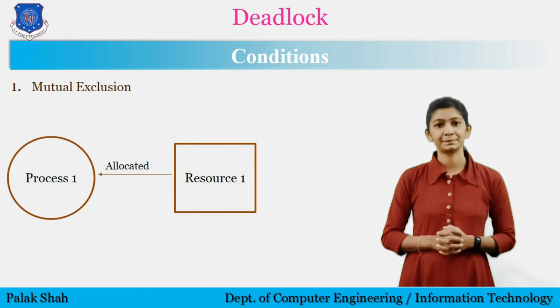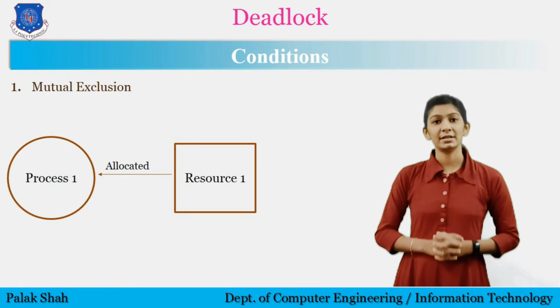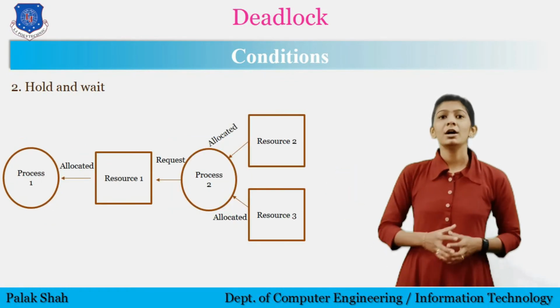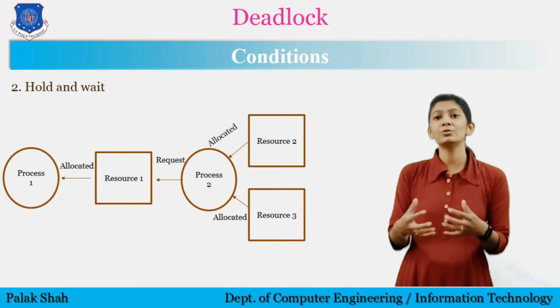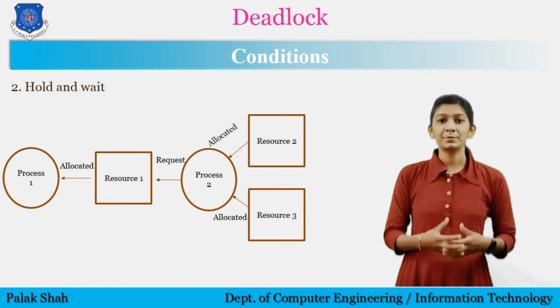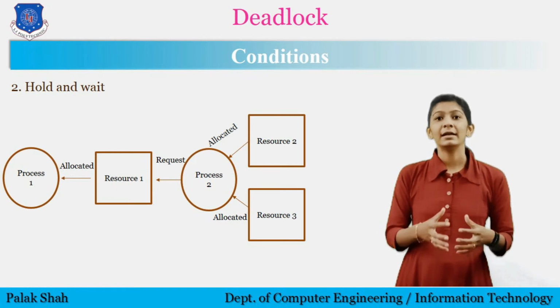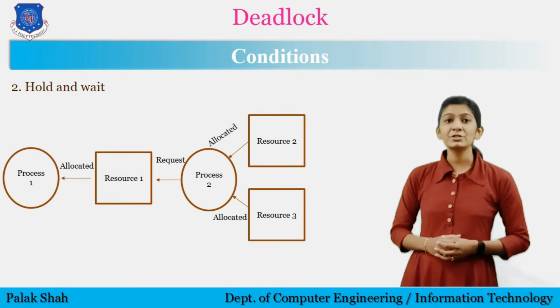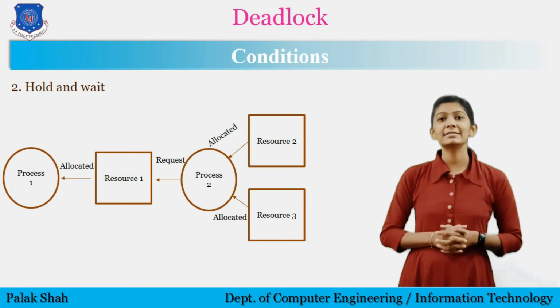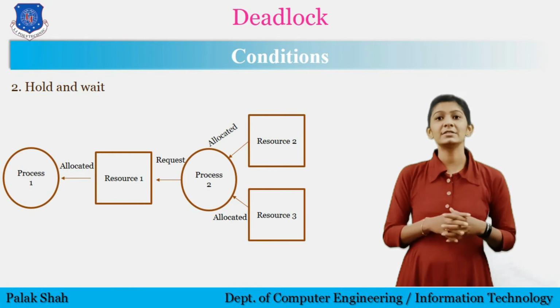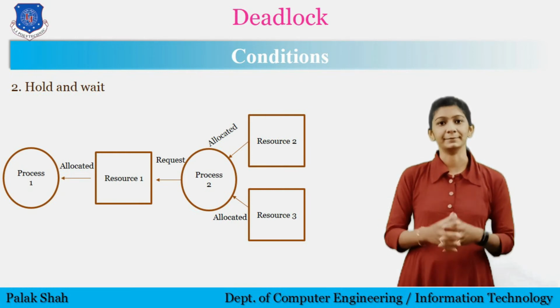Now, the second condition is hold and wait. A process can hold multiple resources and still request more resources from another process, which is holding them. In the diagram, process 2 holds resource 2 and resource 3, and it is requesting resource 1, which is held by process 1.